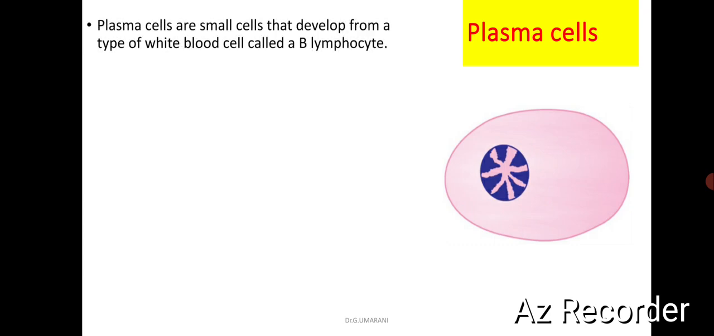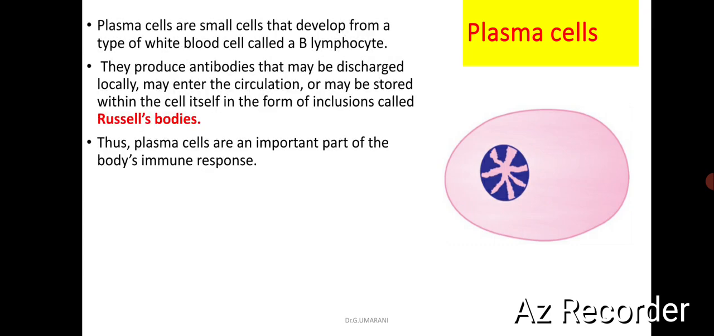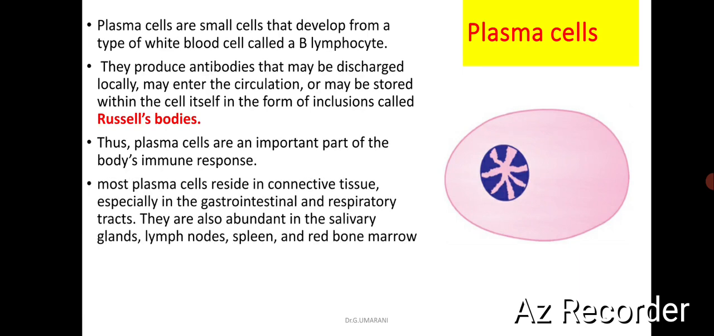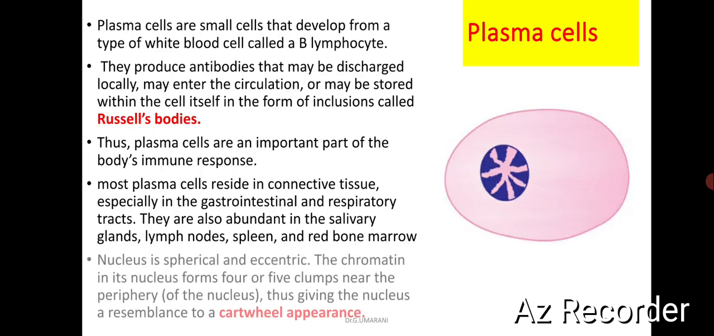These are small cells that develop from the type of WBC called B lymphocytes. They produce antibodies that may be discharged locally, may enter the circulation, or may be stored within the cell itself in the form of inclusions called Russell's bodies. Thus, plasma cells are an important part of the body's immune response. Most plasma cells reside in connective tissue, especially in the GIT and respiratory tract. They are also abundant in the salivary glands, lymph nodes, spleen and red bone marrow.